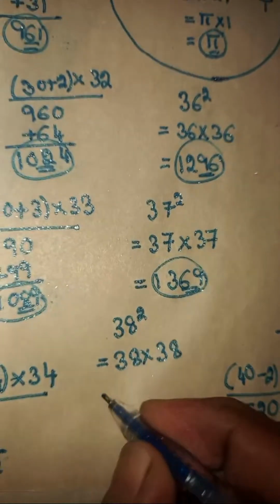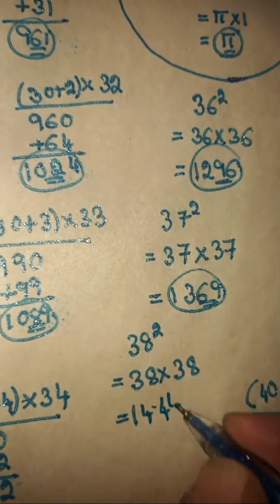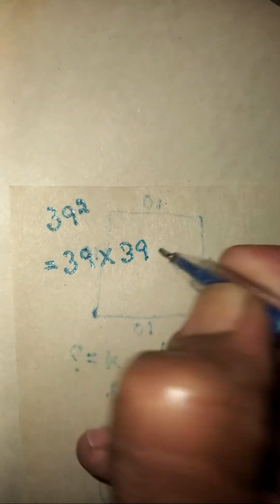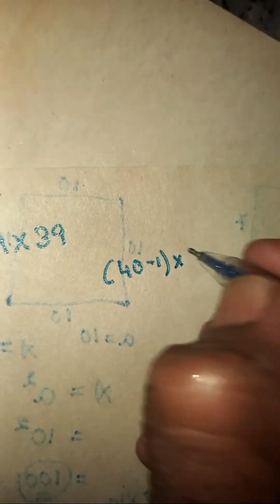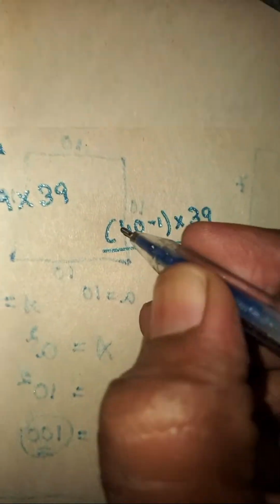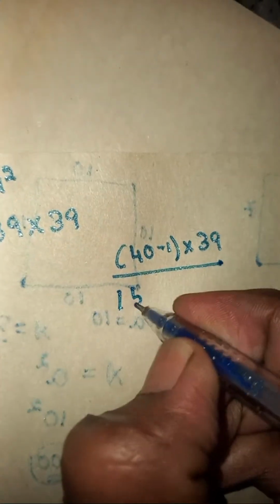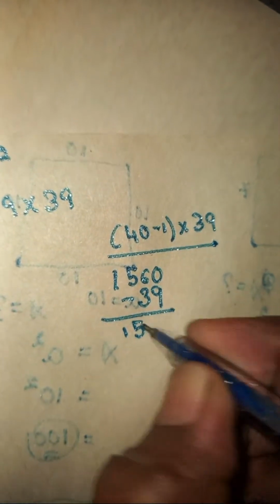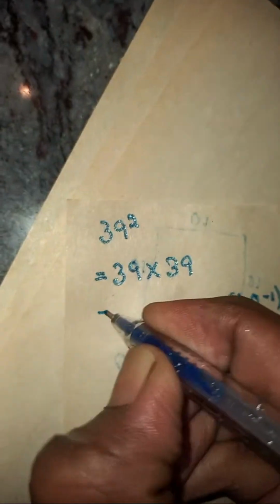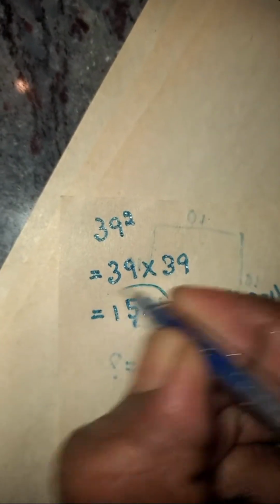So this is equal to 1444. Let's write what is 39 square. 39 square can be written as 39 times 39. So it can be written as 40 minus 1 times 39. So 39 times 40 is 1560 minus 39, it's going to become 1521. So this 39 square is 1521.